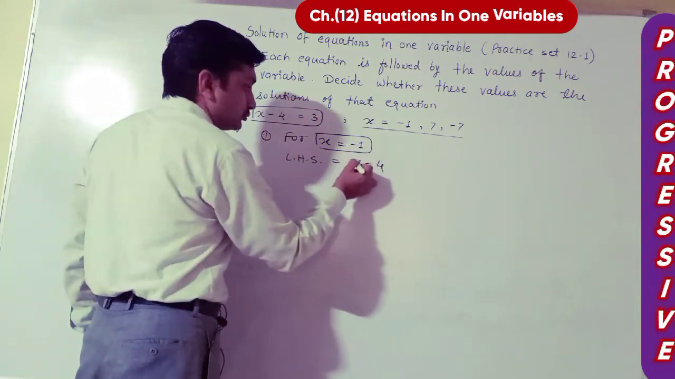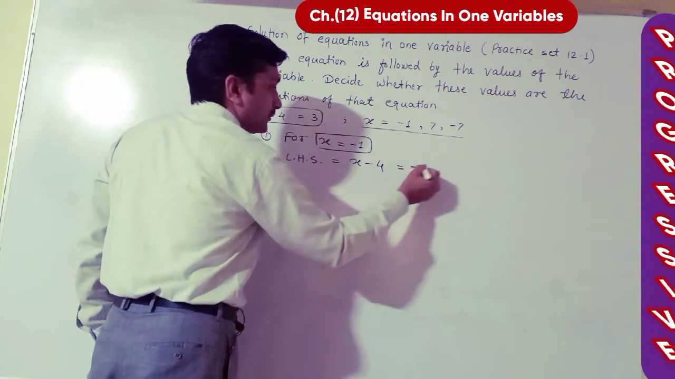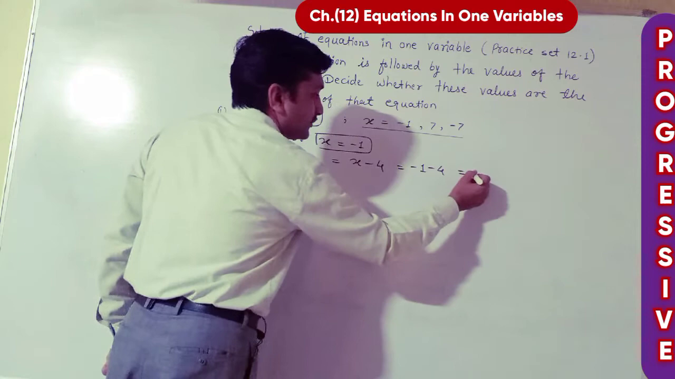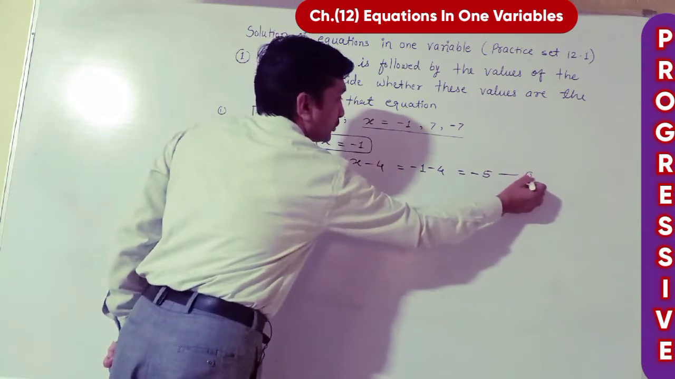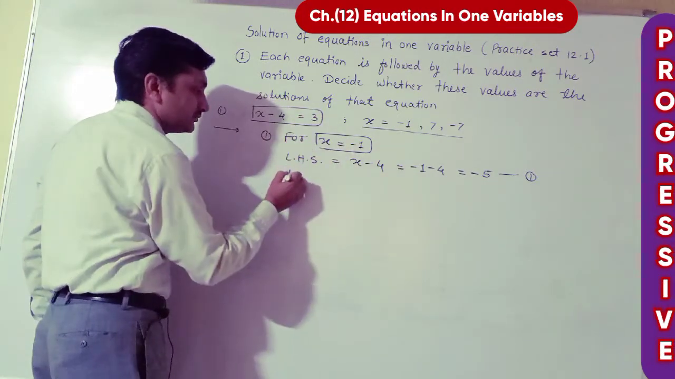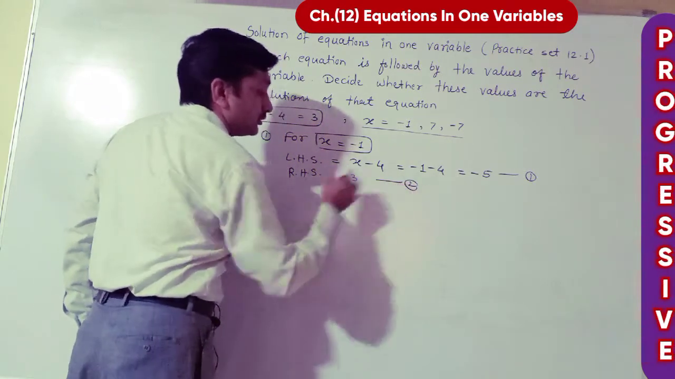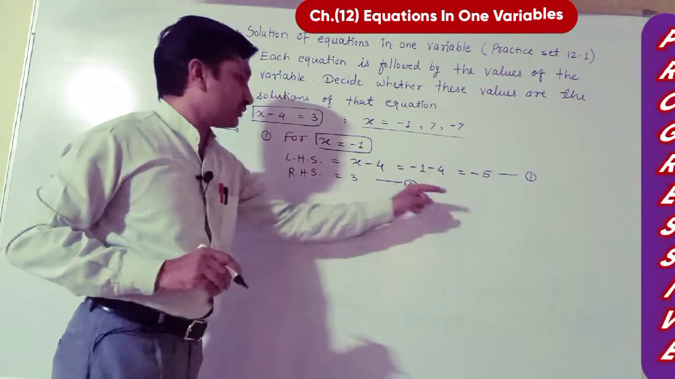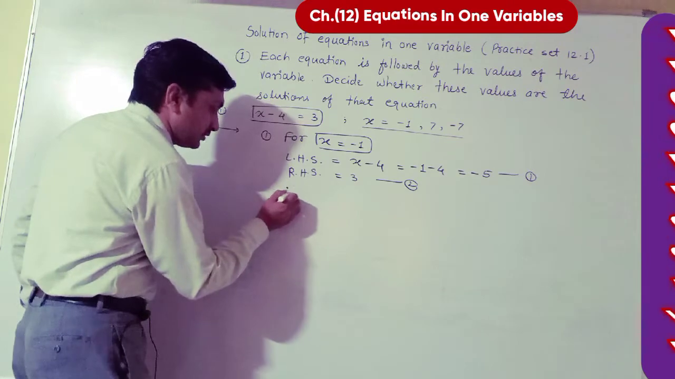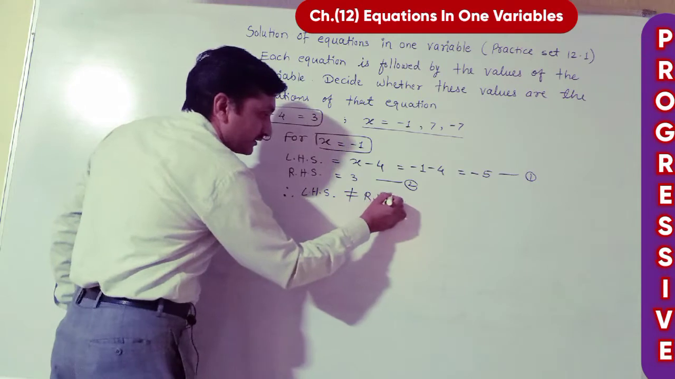Now put the value of x, minus 1. The value of x is minus 1, I write here minus 1 minus 4. Here the same sign, so addition, with the higher value sign: minus 5. So LHS is minus 5, number 1. And what is the right hand side? The right hand side of this equation is 3, number 2. Now see here, left hand side is minus 5, right hand side is 3, so both sides are not equal. Therefore, left hand side is not equal to right hand side.